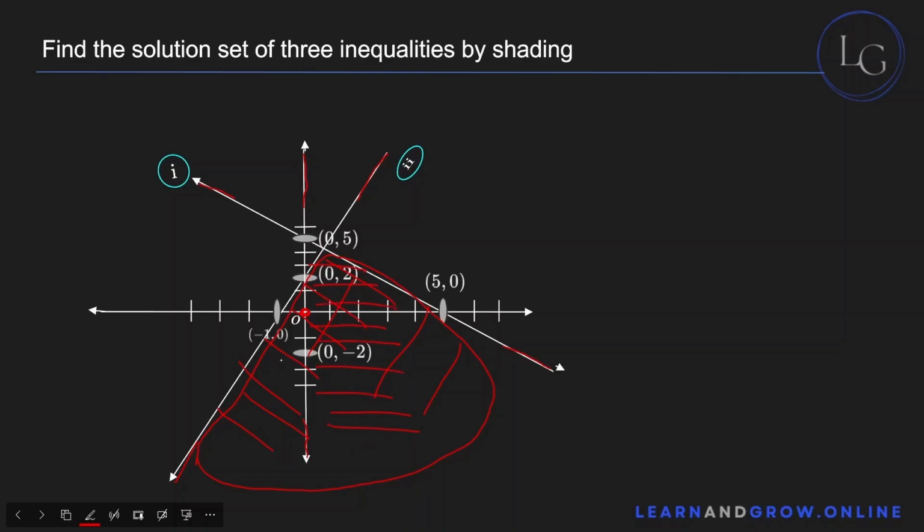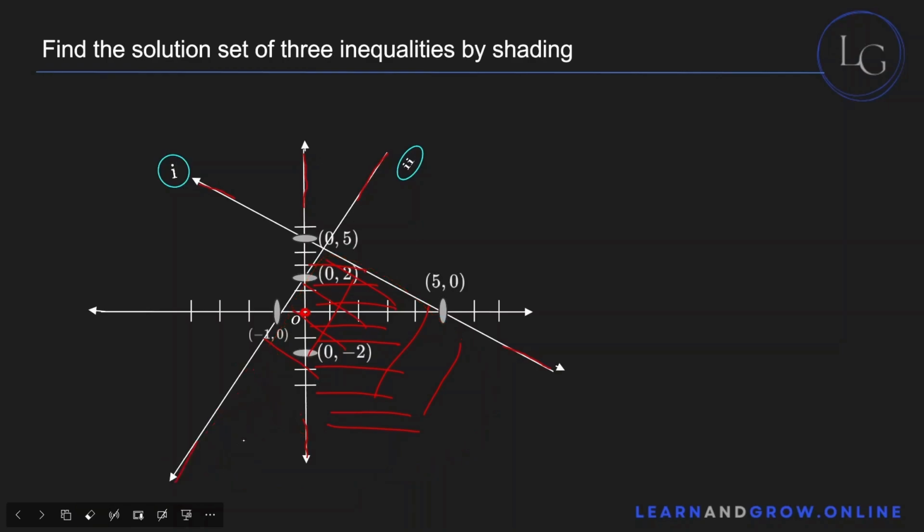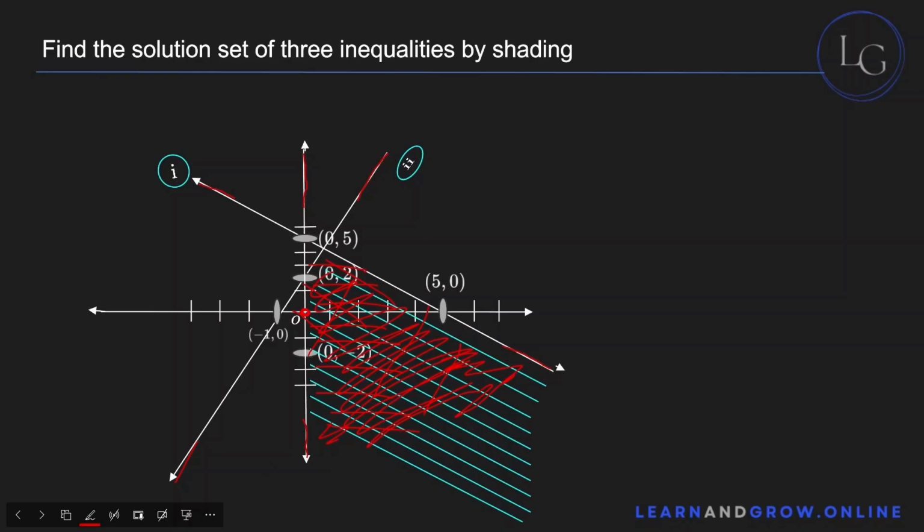So now this entire thing can also be rubbed off because it is not a coinciding part. So basically what we have now is a shaded region that satisfies all three inequalities. What is that? It's this region, right? And that's what we've done here. Simple. This entire side is part of the solution set.